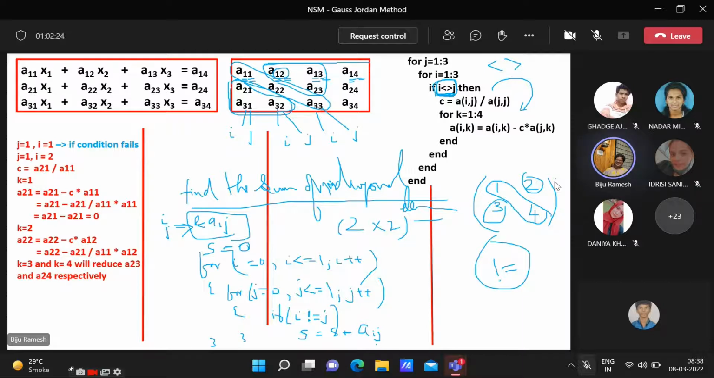This is the simplest way I can make you understand why the condition is like that. So here, what is our aim? We have to only reduce the non-diagonal elements to 0. We should not reduce the diagonal elements to 0. That is why we have given the condition i not equal to j. Is it clear, everyone? Shall I proceed?